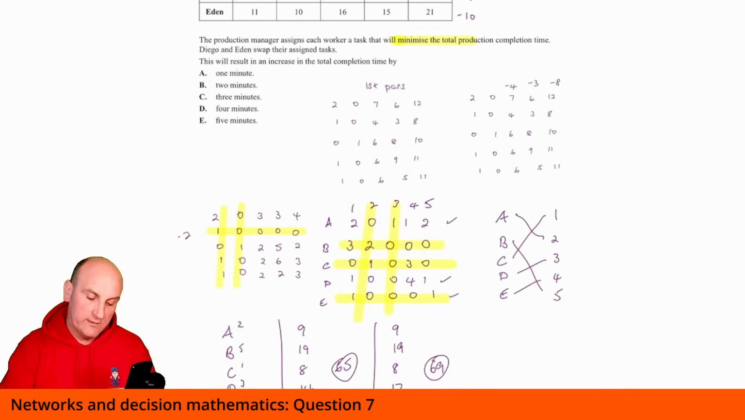Is there anyone else with only 1 zero? No. Then I looked at D, because task 2 is now gone. So D, the only task that D could do then was task 3. So that's now task 2 and 3 gone. So I'm now looking for someone who, well, E could do 2, 3, or 4. So they've already gone. So E had to do 4. And so it went on.